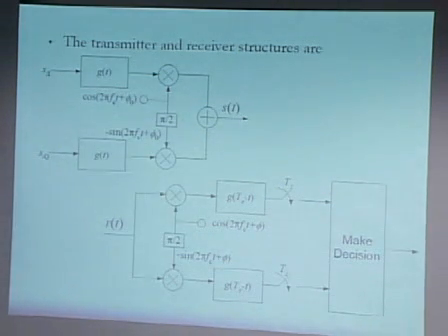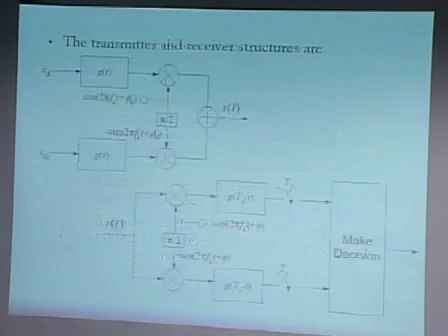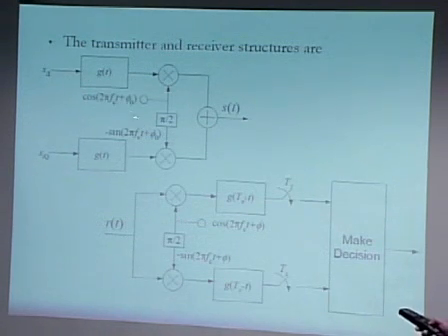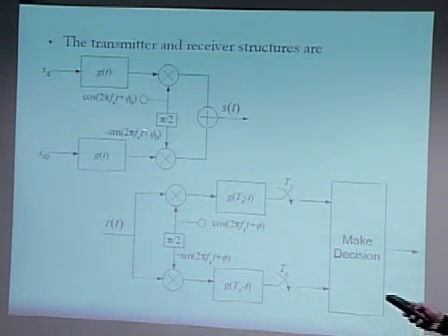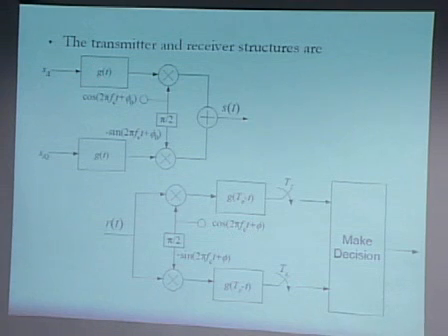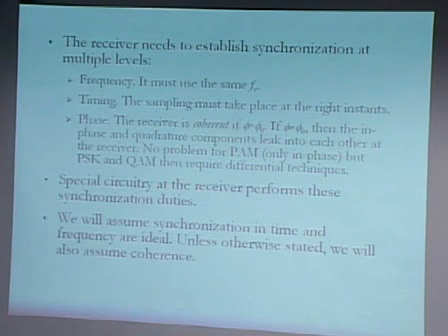Now, a few comments here which are of a practical nature. The receiver needs to establish synchronization on multiple levels. So we need first frequency. We have fc here, so we are creating a signal with frequency fc. The receiver multiplies by a cosine of 2 pi fc t. So this fc better be the same fc as over here. Otherwise, we're going to have a problem. So the receiver needs to establish frequency synchronization with the transmitter. And there's a special circuit in the cell phone that actually does that. So it locks onto the frequency. Very important.